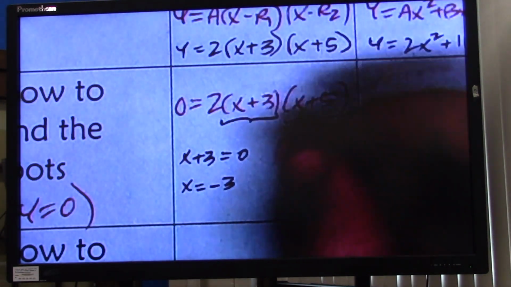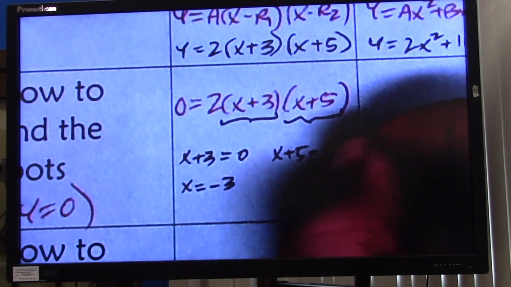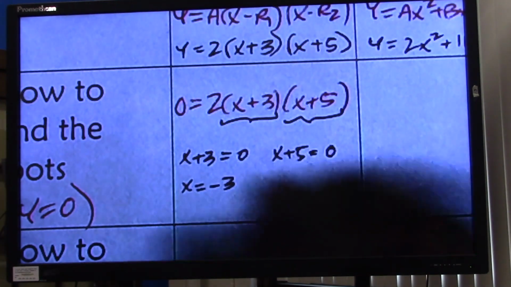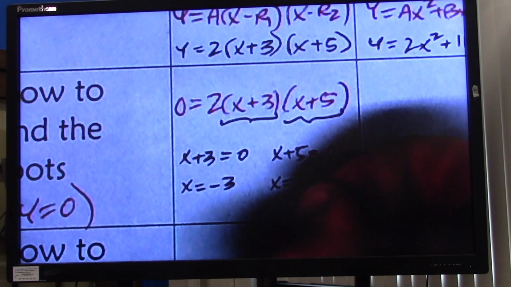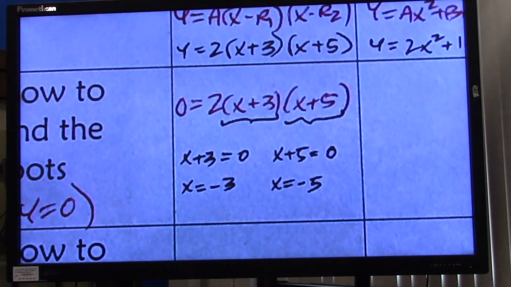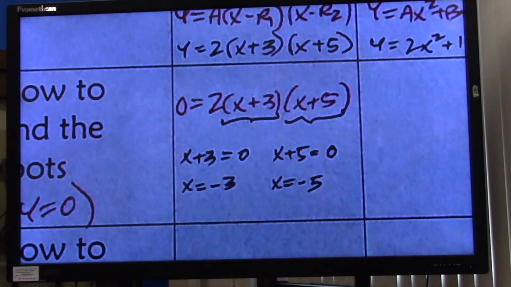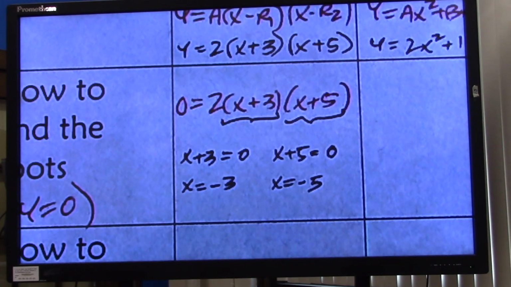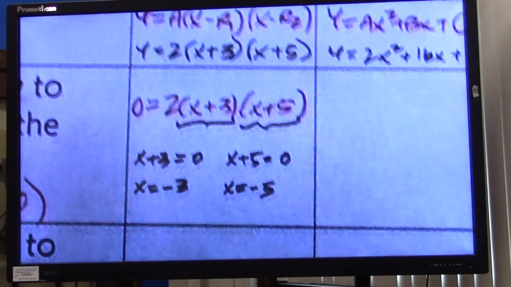From this parenthesis, x plus 5, if that were 0, the same thing would happen. The whole thing would be 0. And so that means the x could also be negative 5, and it would also have the same answer of 0. So cancel plus 5. Okay, so that's how you do it here.